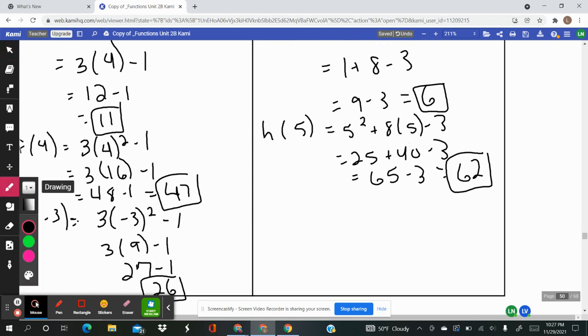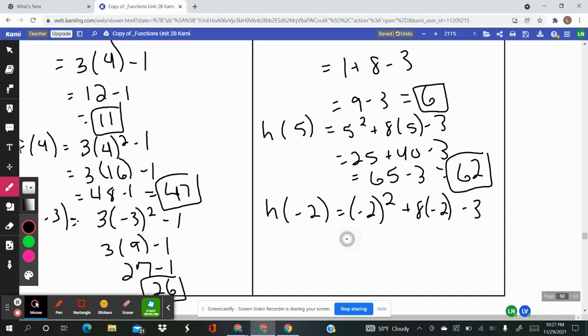And then we have h of negative 2. So negative 2 squared, you need to put the negative 2 in parentheses, plus 8 times negative 2 minus 3. This becomes 4 plus negative 16 minus 3. Negative 12 minus 3, lastly, is negative 15.